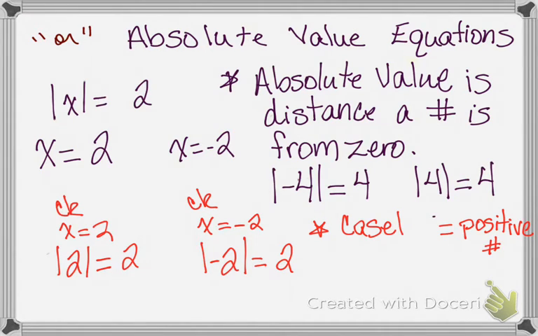Okay? And case 2 is going to be equal to a negative number. Case 1 and case 2, you're going to split it. So whenever I remove those inequality signs, I'm going to have what's inside the inequalities equal a positive number. Then I'm going to have what's inside the inequality sign equal a negative number.